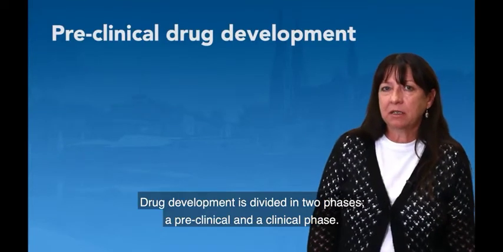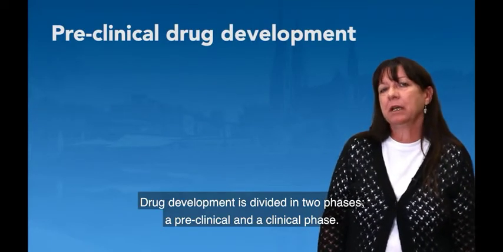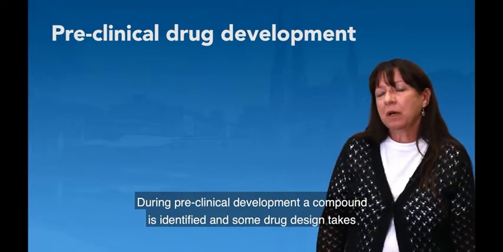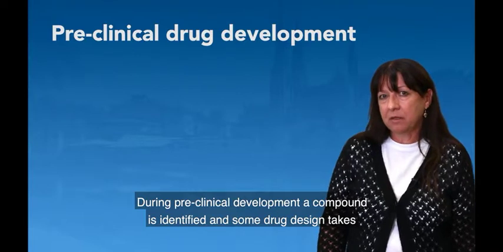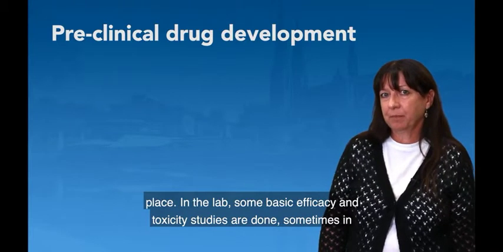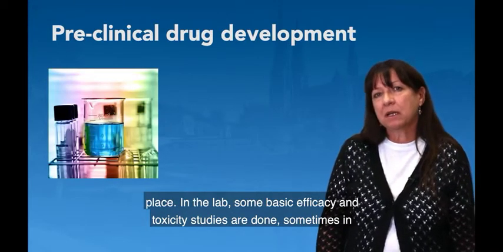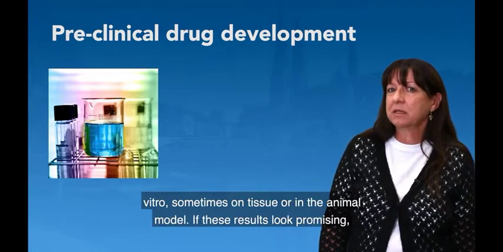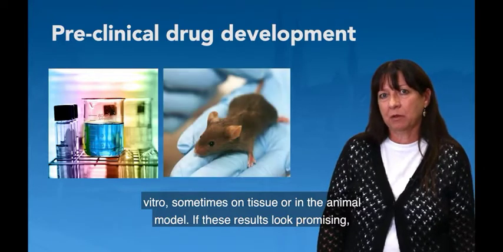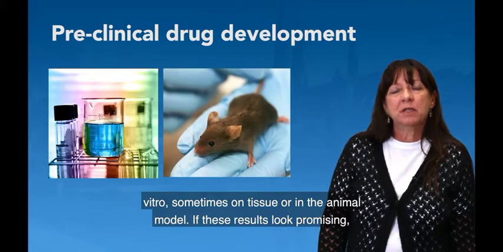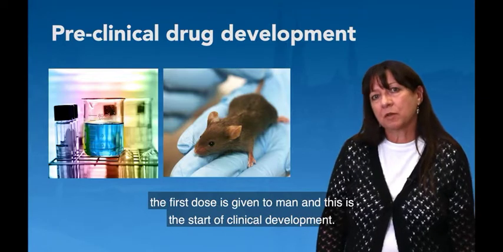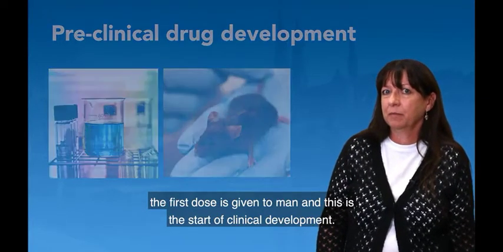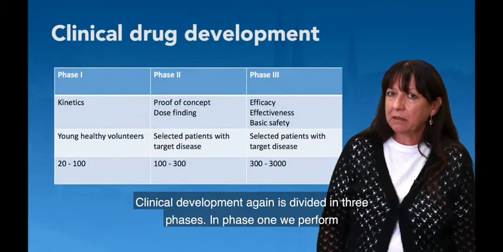Drug development is divided in two phases, a preclinical and a clinical phase. During preclinical development, a compound is identified and some drug design takes place. In the lab, some basic efficacy and toxicity studies are done, sometimes in vitro, sometimes on tissue or in the animal model. If these results look promising, the first dose is given to man, and this is the start of clinical development.